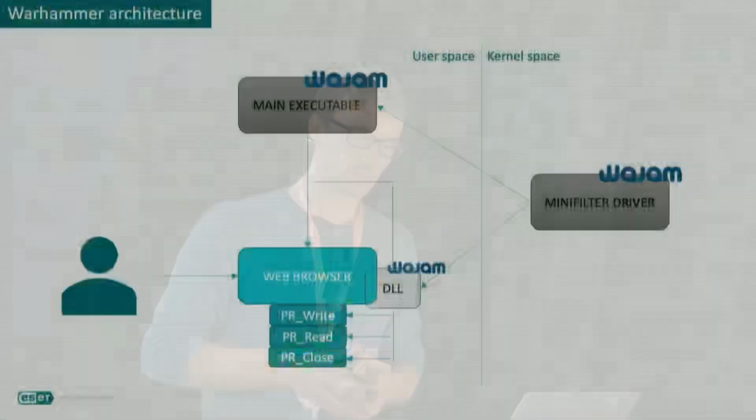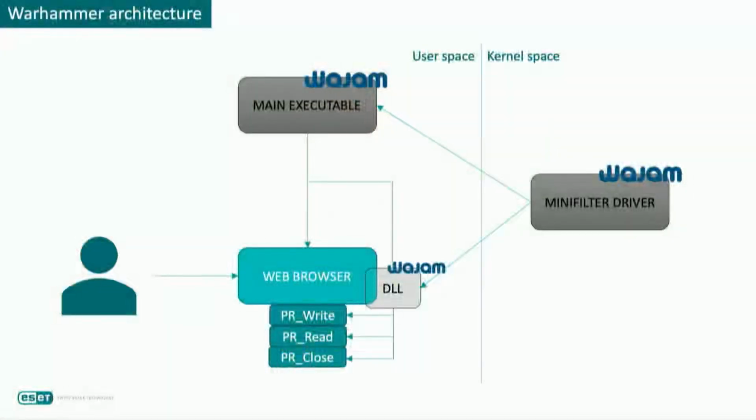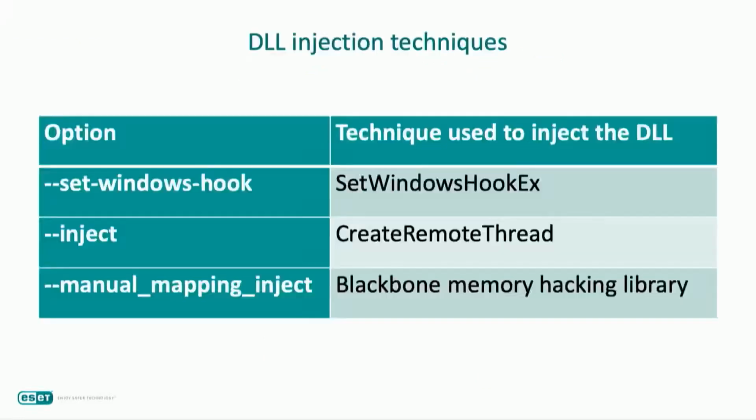Here is a sum up of the architecture of this version. There is a main executable which injects the DLL in web browsers. The DLL is responsible for hooking the functions manipulating clear traffic, as I said before, like PR_Write, PR_Read, or it can be send, receive, etc. And there is a mini filter kernel driver whose purpose is to hide the main executable and the DLL from other processes.